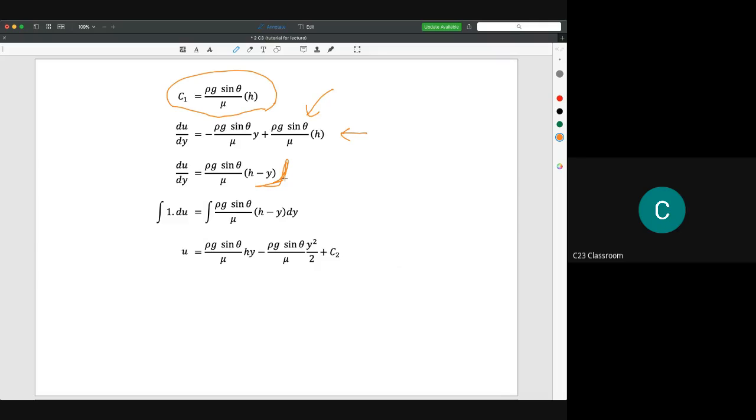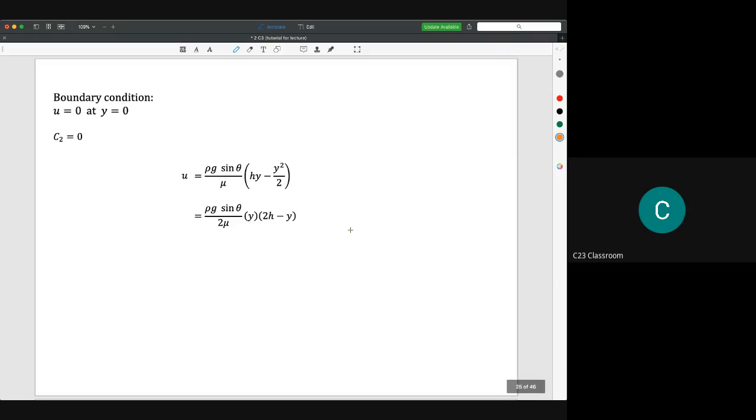And then we still have du dy, which means that we need to integrate one more time. So we integrate it again. So we have integration of du on the left hand side, and we have integration of all of these on our right hand side. So integration of du, we get the u here, and then the integration of this, we get this term and also the constant C2.